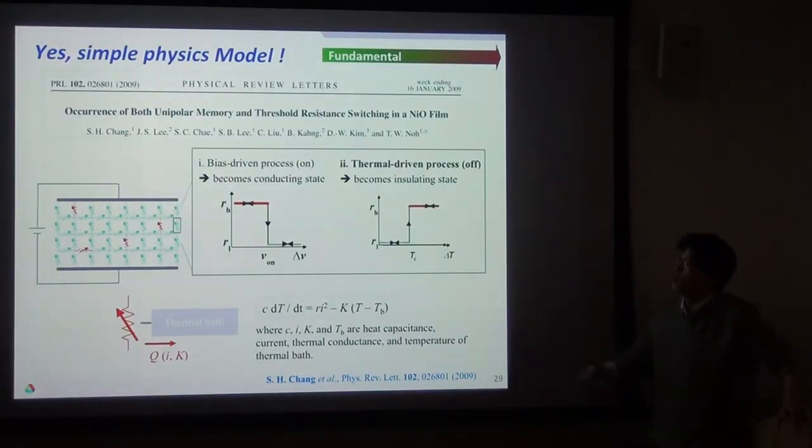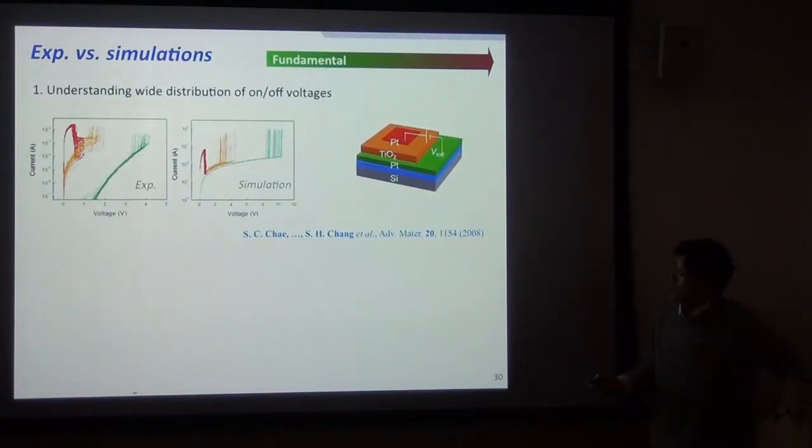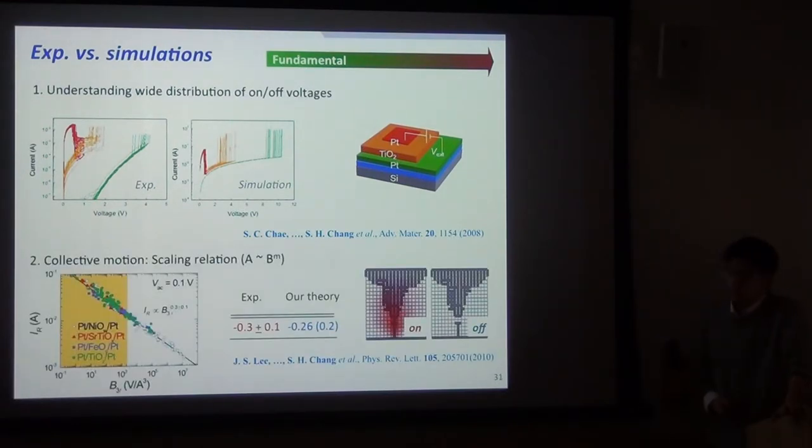By a simple physics model, we can simulate and we can predict our experimental data. I want to show you like this. This is our experimental result, and this is our simulation result. So we explain the wide distribution of the switching voltage. Then what is the physical origin for this kind of wide distribution? We think that it is due to collective motion.